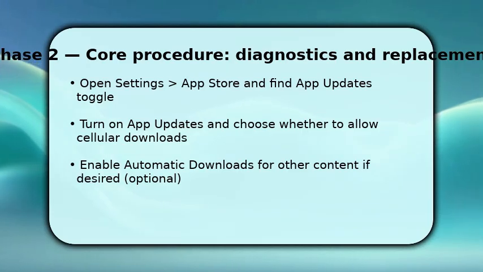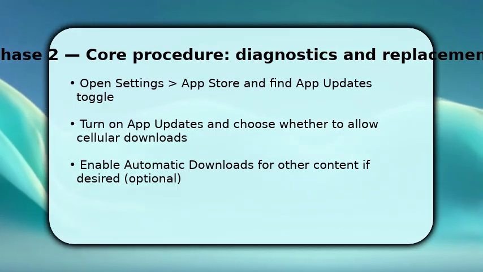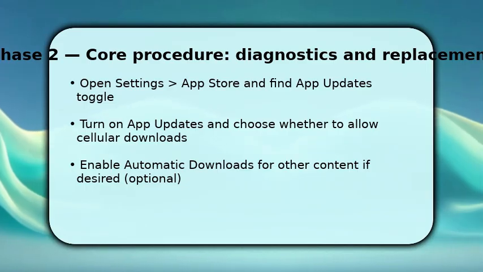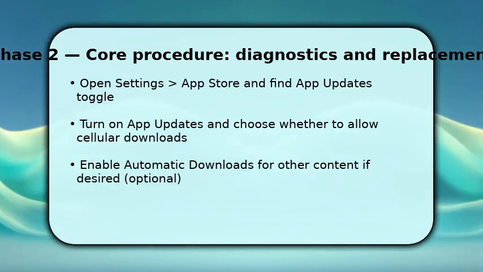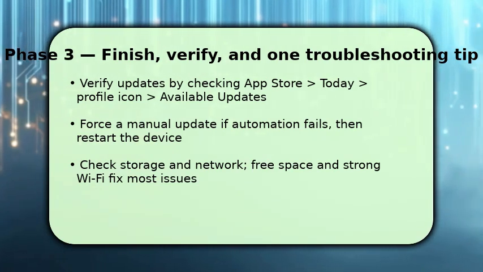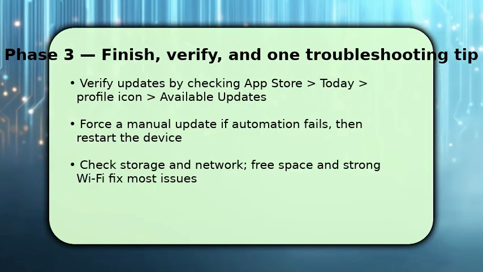Once enabled, updates download and install when your phone is charging and connected to Wi-Fi. If you want system apps and purchases to auto-download too, enable automatic downloads for added convenience. To finish, confirm automation works by opening the App Store and tapping your profile to view pending updates. Newly updated apps should no longer appear.